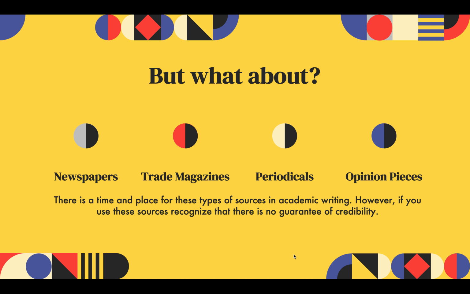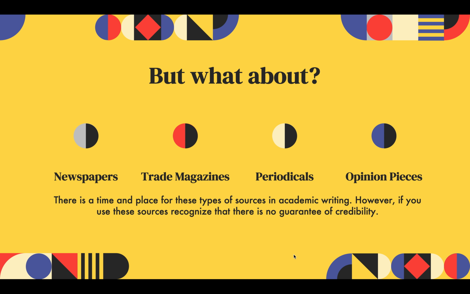But what about those things that kind of fall in between scholarly journals and magazine articles that would be read just for fun? Things like newspapers, trade magazines, periodicals, opinion pieces, stuff like that. Can you use those? How do you use those? What do you do with those? So generally, if you're looking for scientific or statistical or social evidence, you want to go towards the scholarly journals. But there is a time and place for sources like that.